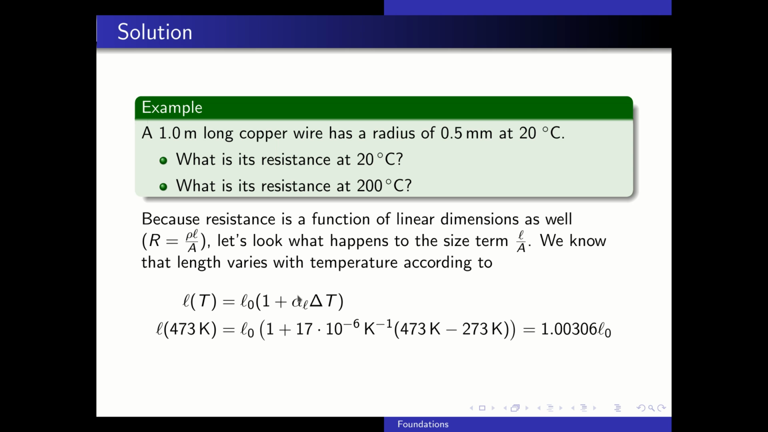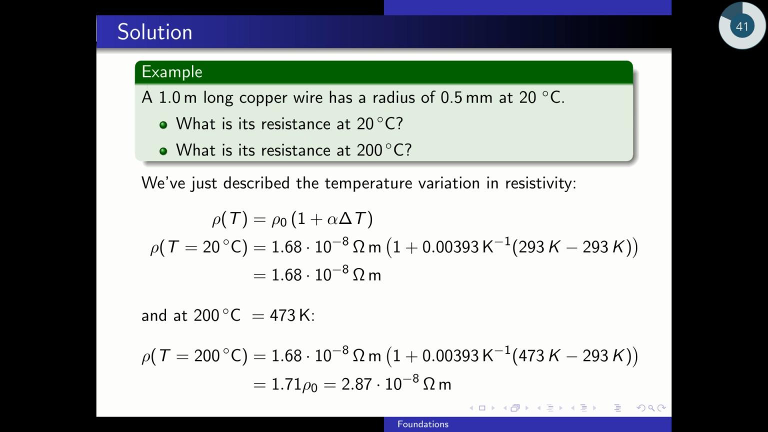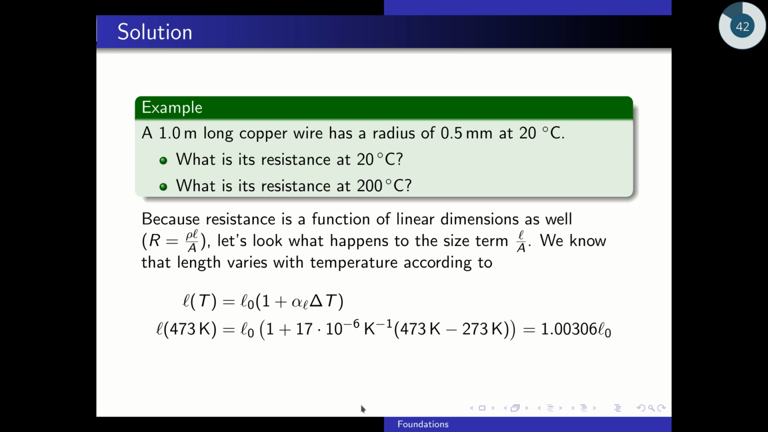Here I'm writing the thermal expansion coefficient alpha as alpha sub L to say that this is a linear expansion coefficient. That's not the same alpha as the resistivity alpha. The resistivity alpha, remember, is on the order of 0.003 per Kelvin. The thermal expansion coefficient for copper is small, 17 times 10 to the negative 6.